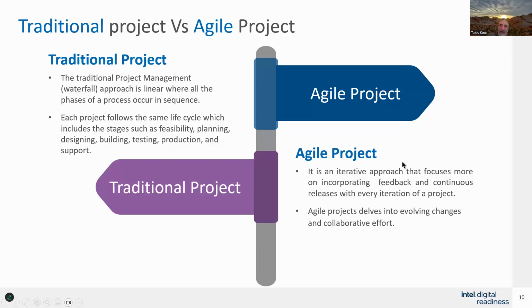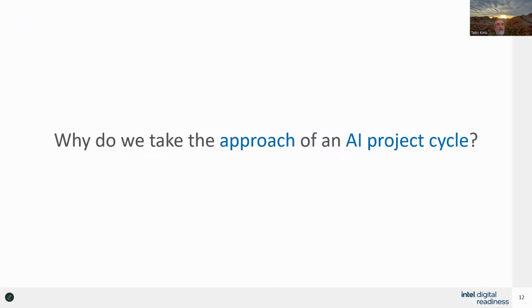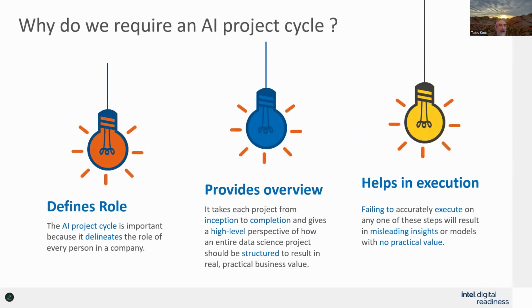So, all right. That's kind of the grand overview of what that is. But they say an AI project is an example of an agile project. So why do we take that approach? All right.